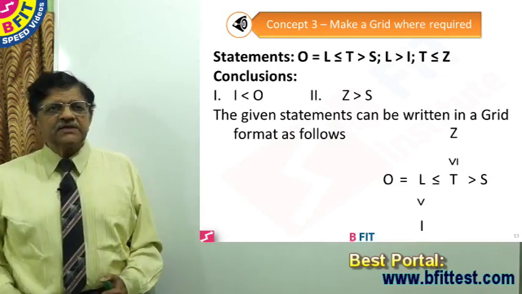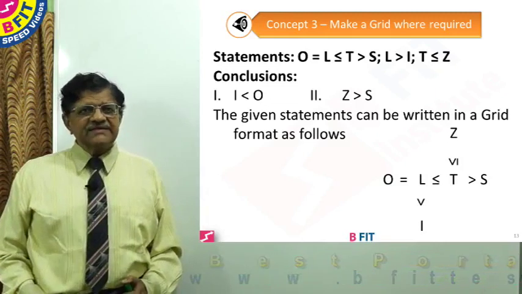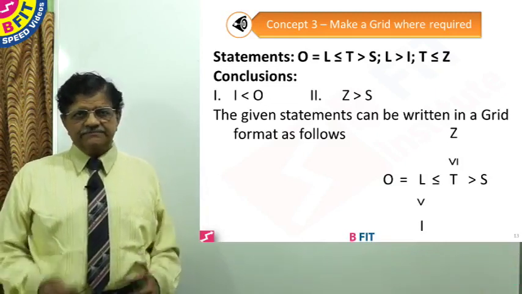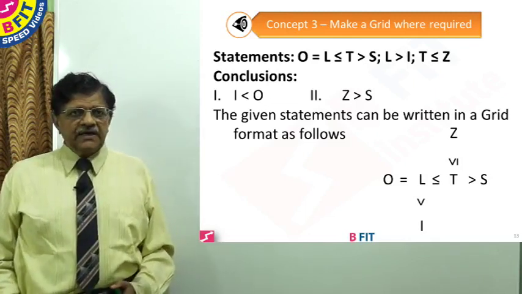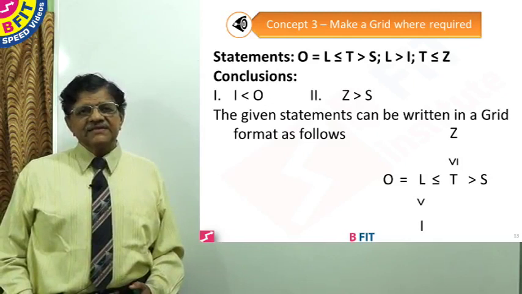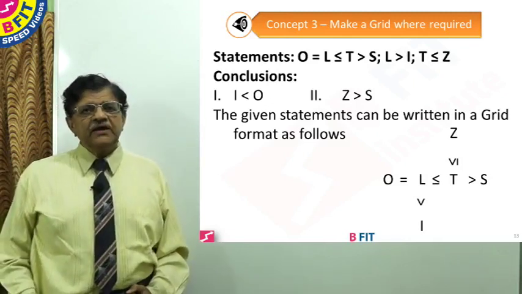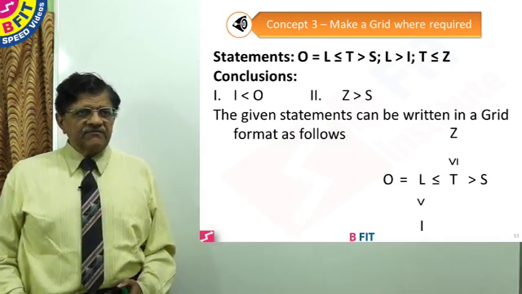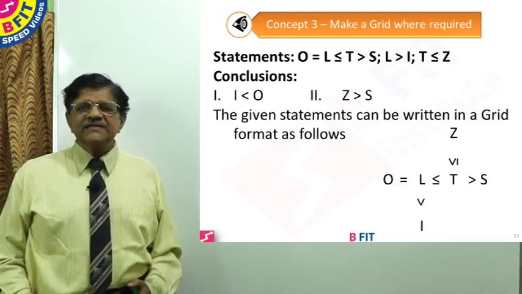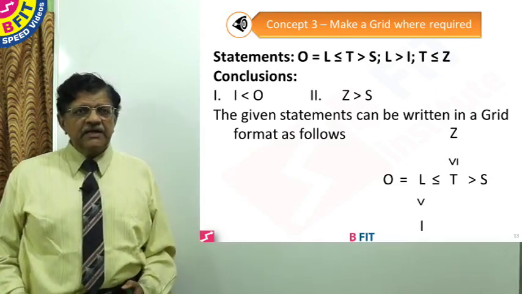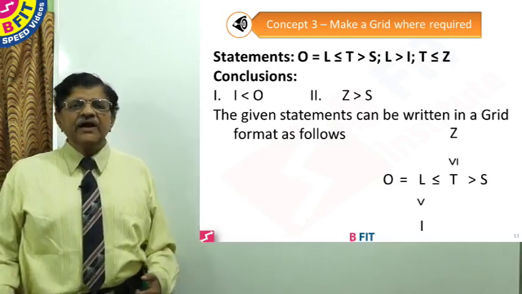The statement given is O is equal to L, is less than or equal to T, is greater than S. That is statement 1. The second statement is L is greater than I. Then the third statement is T is less than or equal to Z. Then we are asked to verify two conclusions: whether I is less than O is true, and Z is greater than S is true. To solve this problem, the statements have to be converted into a grid.